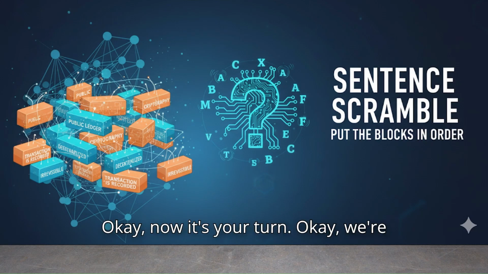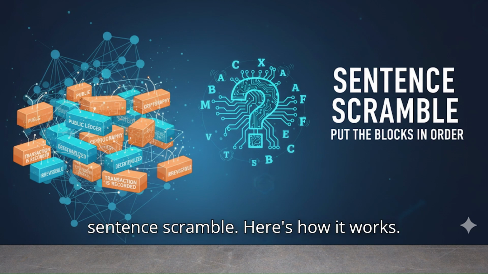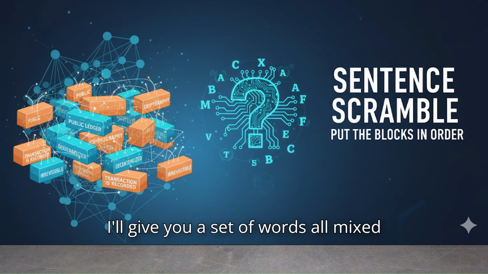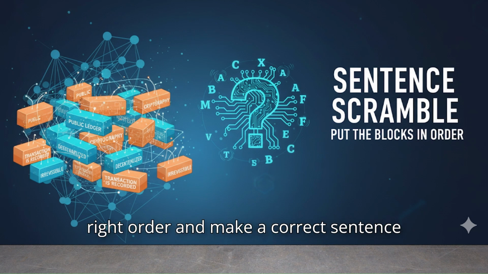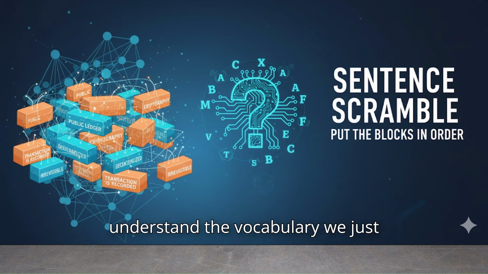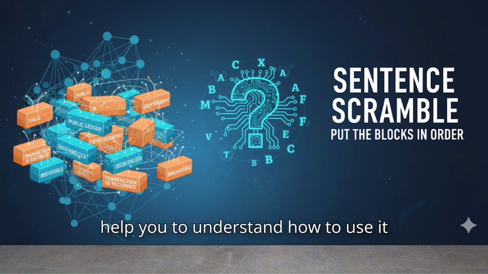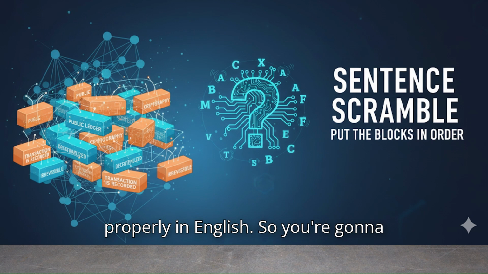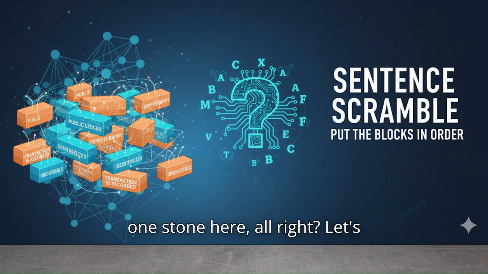Okay, now it's your turn. We're going to do a quick activity called sentence scramble. Here's how it works. I'll give you a set of words all mixed up. Your job is to put them back in the right order and make a correct sentence in English. This will help you understand the vocabulary we just learned, but it will also help you to understand how to use it properly in English. So you're going to kill two birds with one stone here. All right? Let's get started with the first one.